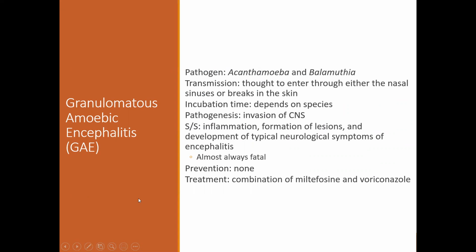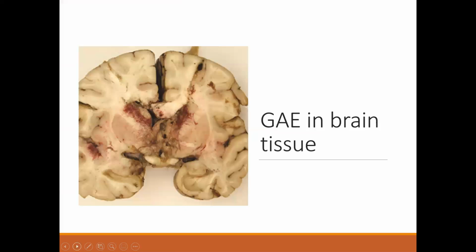Another amoebic infection is granulomatous amoebic encephalitis, caused by Acanthamoeba, which can also cause eye infections, and Balamuthia. Almost always fatal again, because the lesions start to develop. So here you can see all these red areas here. These are hemorrhages within the brain, and then this right here is basically just destruction of the brain tissue from the lesions here.